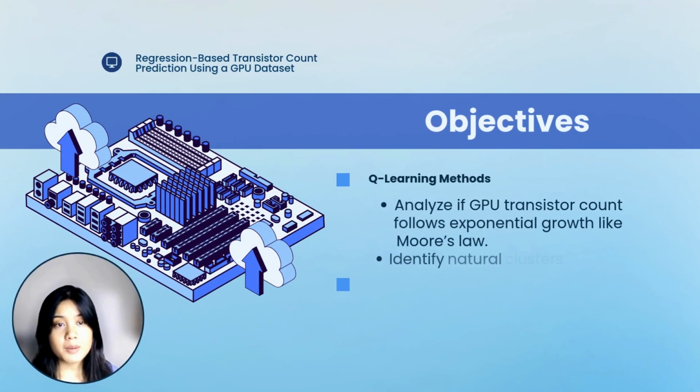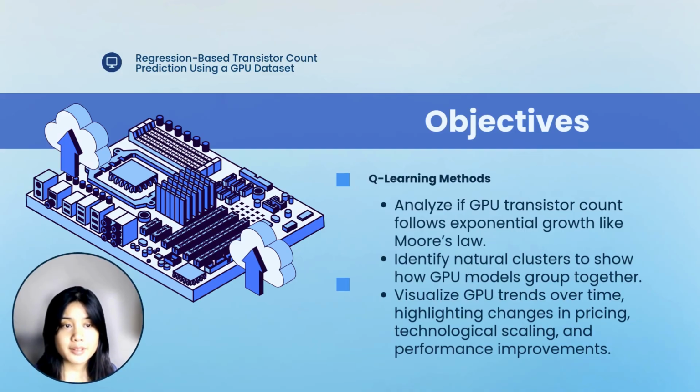For the objectives of our project, we focused on three main points. First, we wanted to analyze whether GPU transistor counts follow exponential growth similar to Moore's law. Since Moore's law suggests that transistor density doubles roughly every 2 years, we tested if this pattern is still visible in modern GPUs. Second, we aim to identify natural clusters in the dataset. By grouping GPUs based on their specifications and pricing, we could observe how different models naturally fall into categories such as budget, mid-range, or high-end.